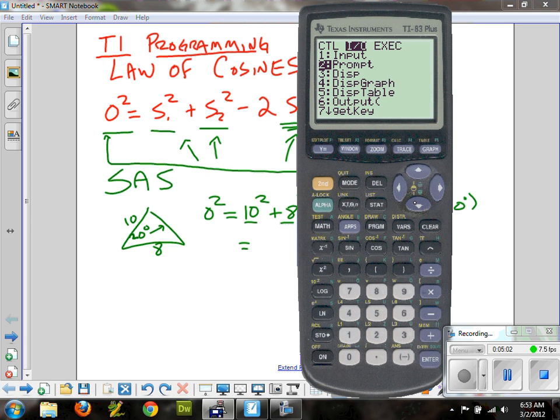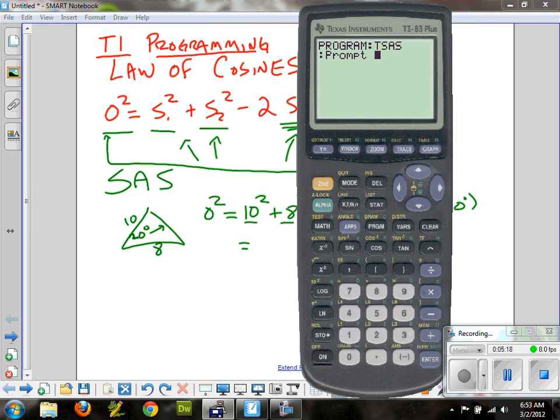That's what IO is. Prompt is a nifty little TI programming function. I like to use it. It's very user friendly, but just so you know, the prompt you won't find in many other programming languages. So let's see, I need to prompt two sides and an angle.